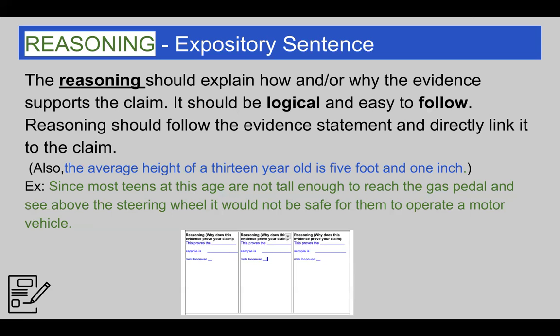Your reasoning should not, or sorry, that's restating evidence. Your reasoning should not restate your evidence. Don't just restate your evidence, reread your reasoning. If you just restate your evidence, you are not getting credit for that reasoning. Tell me, what does that evidence mean? Why does it support your claim?